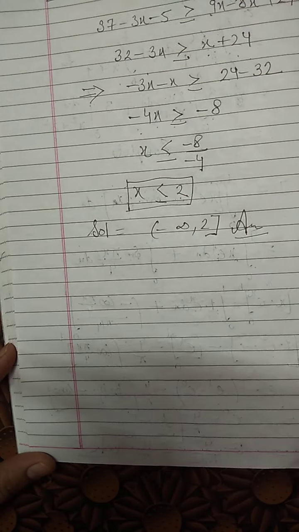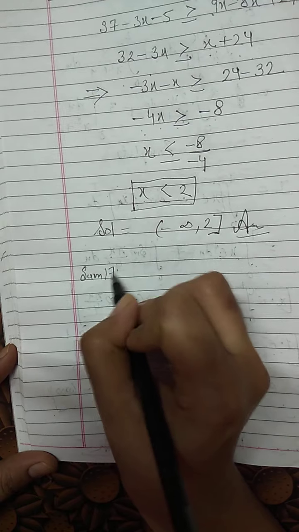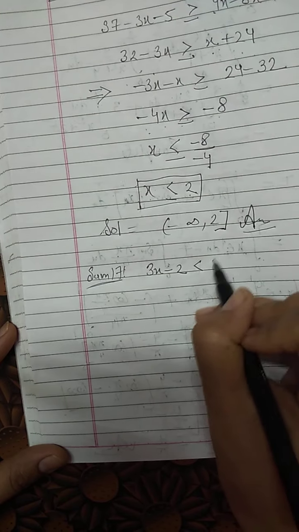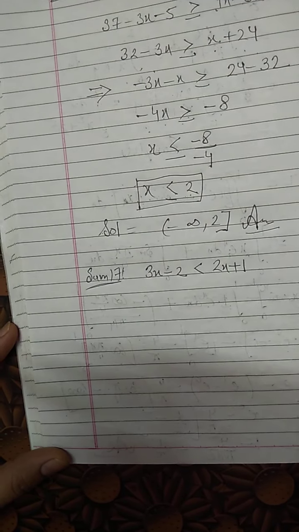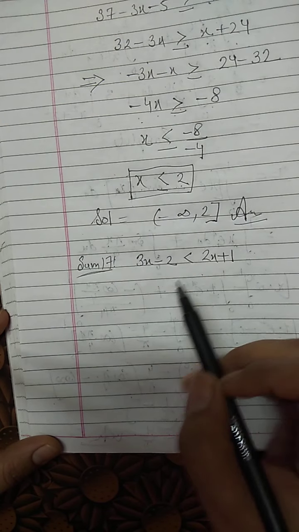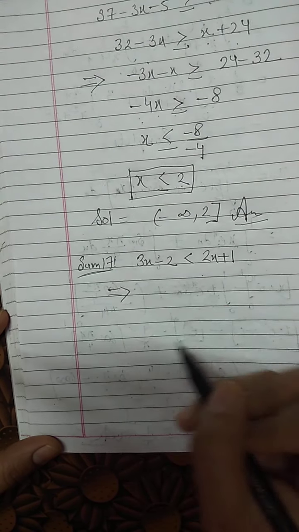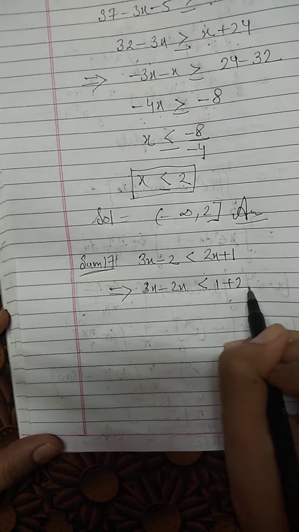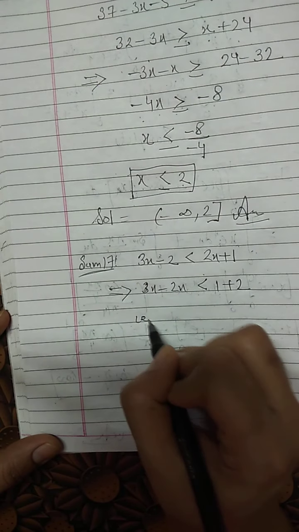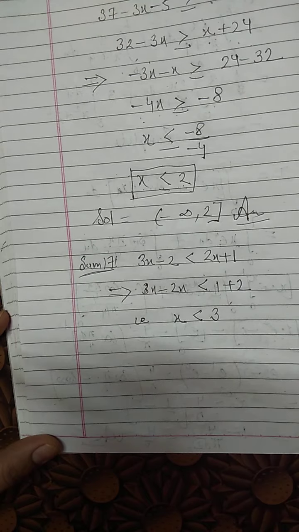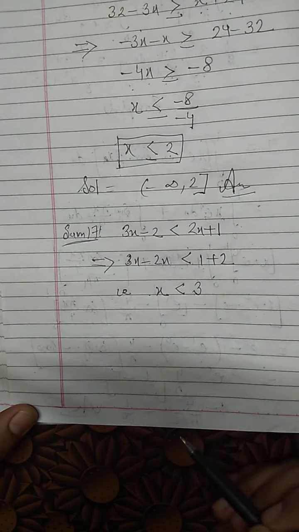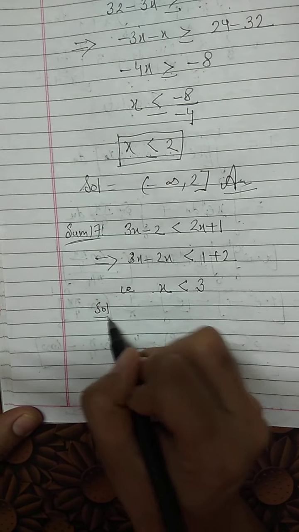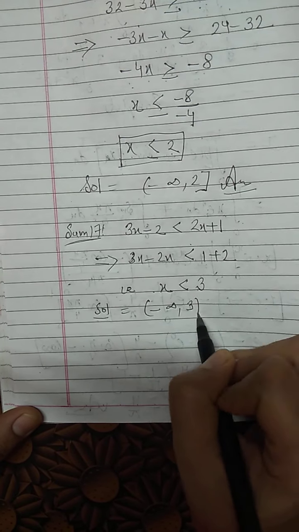How we will do that? Let us do sum number 17. Okay. Sum number 17 is 3x minus 2 less than 2x plus 1. Very simple inequality is given. So let us transpose the terms. I am using the symbol "it implies". It will be 3x minus 2x less than 1 plus 2. Okay, so what we are getting here, x is less than 3. So our solution is x less than 3. What is x? X is a real number, obviously. So our solution, if I first of all write down the solution, it will be minus infinity to 3.